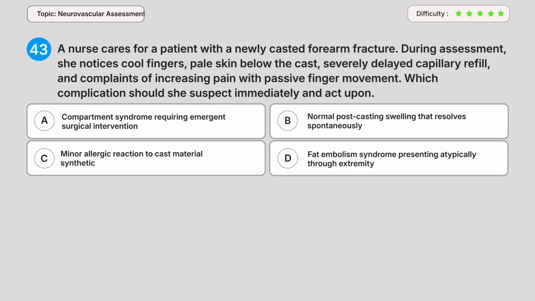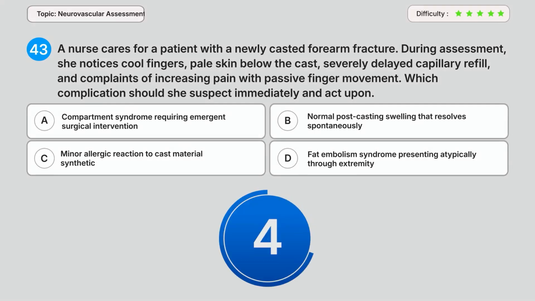A. Compartment syndrome requiring emergent surgical intervention. B. Normal post-casting swelling that resolves spontaneously. C. Minor allergic reaction to cast material synthetic. D. Fat embolism syndrome, presenting atypically through extremity. Can you guess the answer?